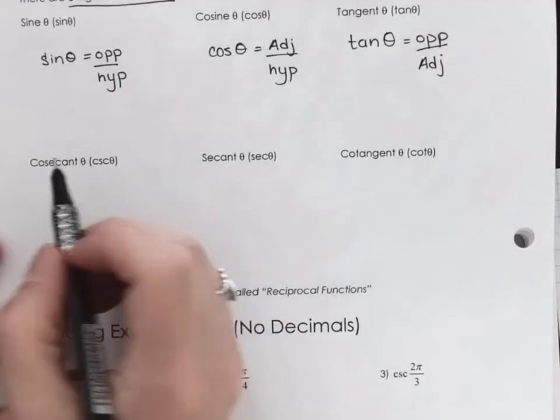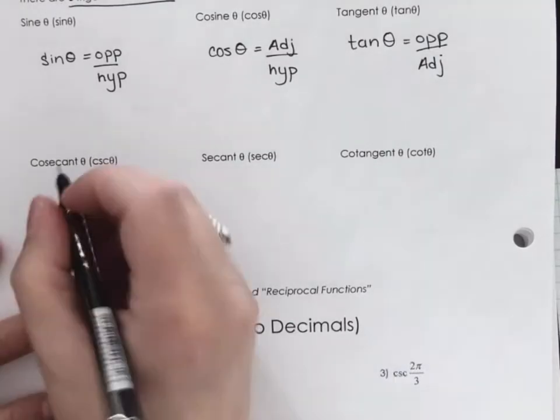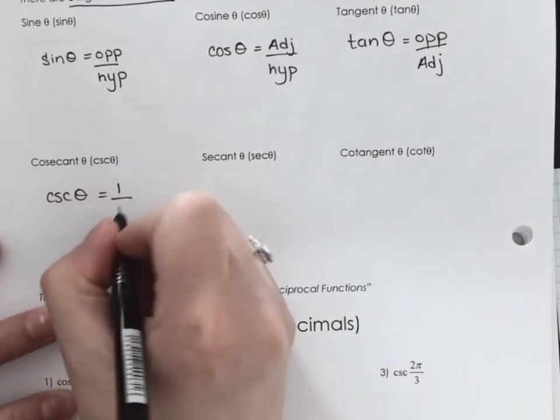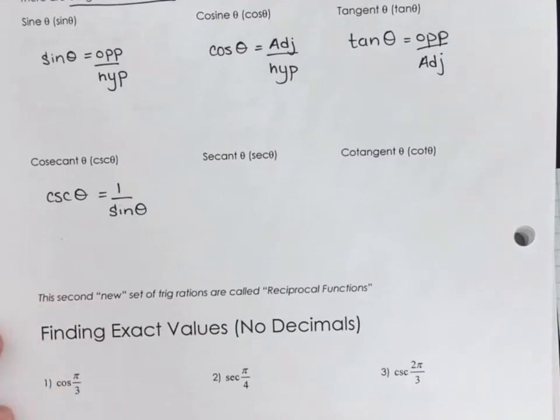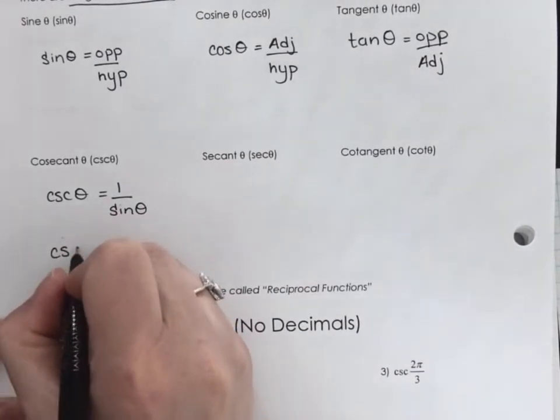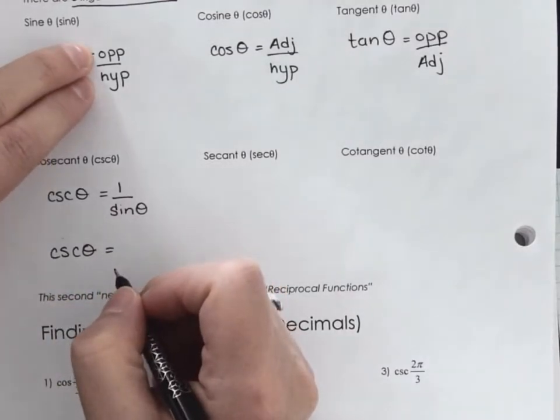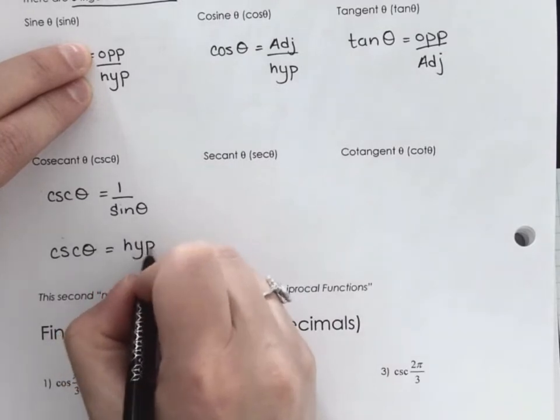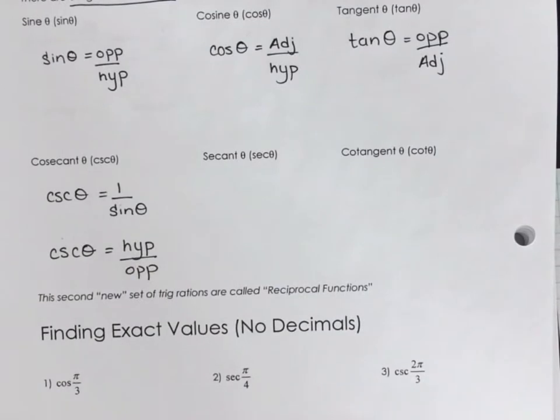Cosecant is the reciprocal trig function of sine. So cosecant theta is equal to the reciprocal of sine theta, which also could be written as, what is this as a reciprocal? Hypotenuse over opposite. Exactly. Well, isn't that crazy?